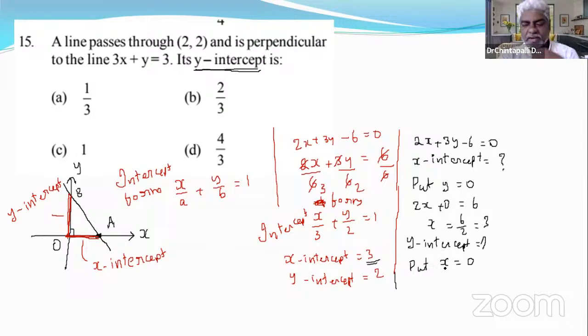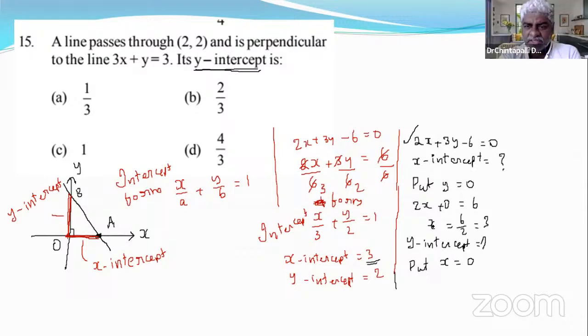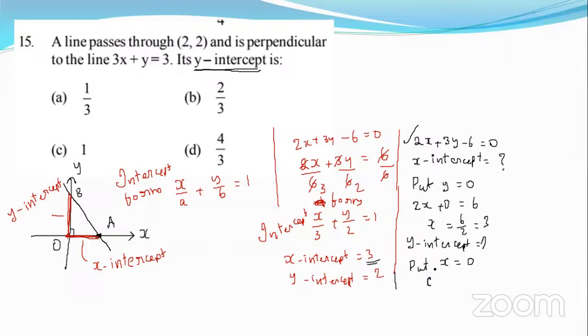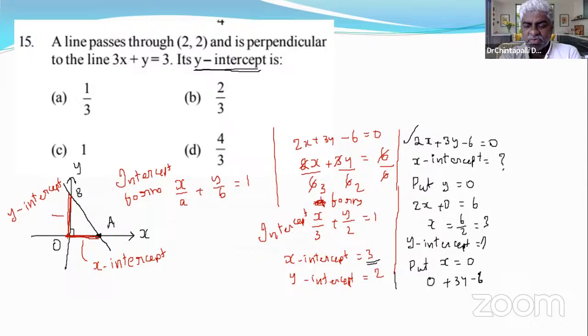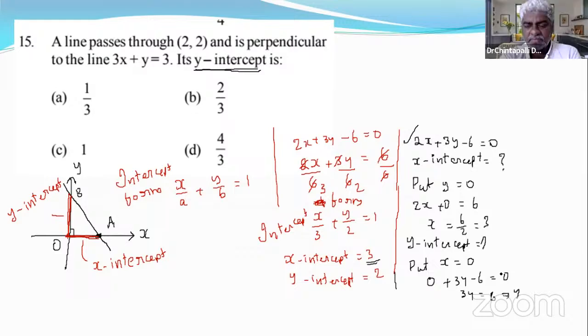What happens when we put x is equal to 0? We get 0 plus 3y minus 6 is equal to 0. So 3y is equal to 6, and y is equal to 6 by 3, which is 2. That's why the y-intercept is 2, right? This is about intercepts.